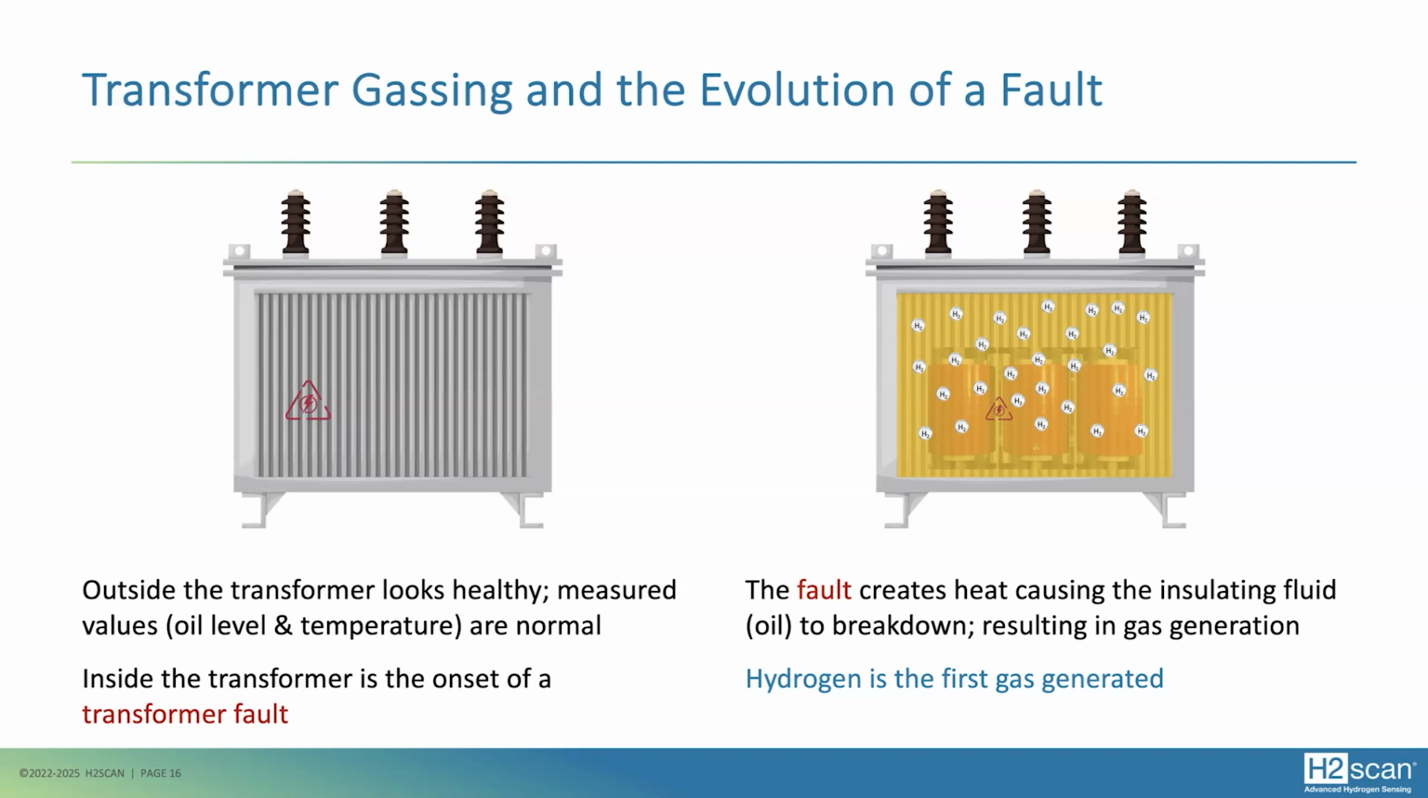So to say it again, the fault will create heat. The heat will cause the insulating liquid to break down. The breakdown of the insulating liquid will release gases. Hydrogen is the first gas.